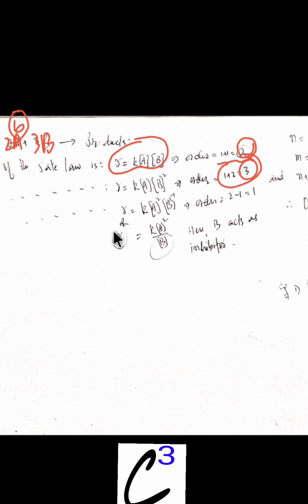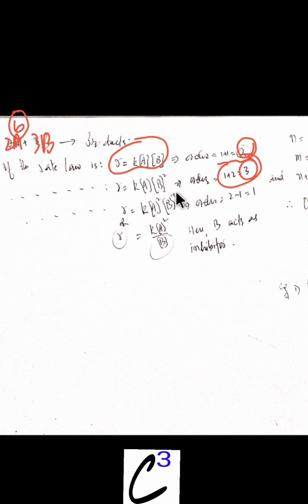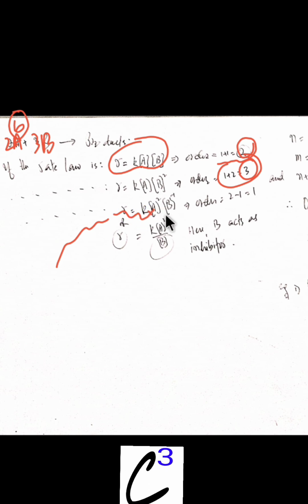Okay, and if the rate law is R is equal to K[A]^2[B]^-1, then the order with respect to reactant B will be minus 1, and the order with respect to the reactant A will be 2. So the overall order will be 2 minus 1, that is 1.